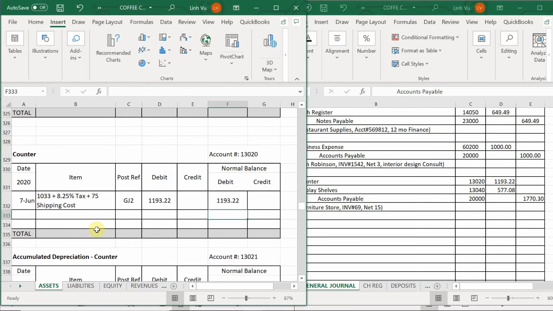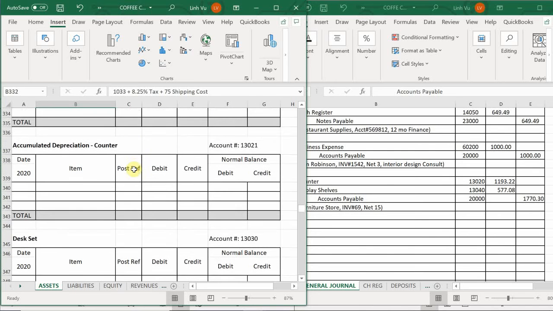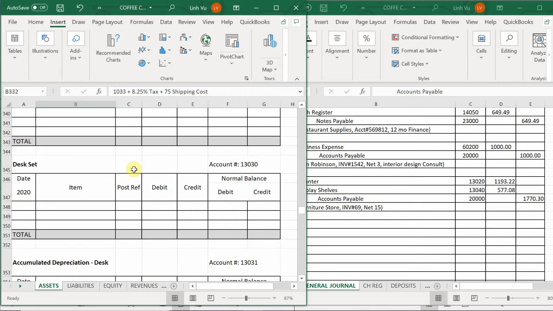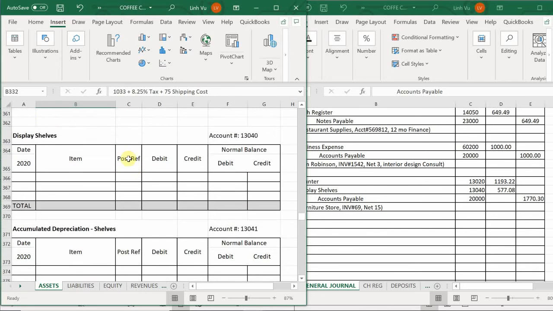Are we going to do the accounts payable section next, or is this that? No. We have to do the display shelves, and then we do the accounts payable. So right now we're just finishing up our first asset. If you scroll down a couple, you should see your display shelves.